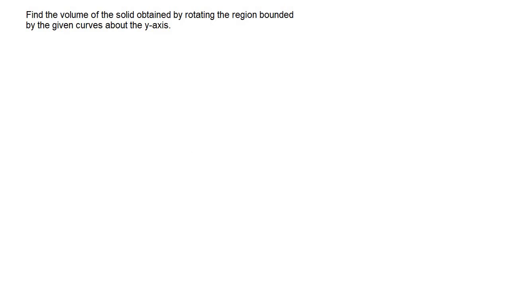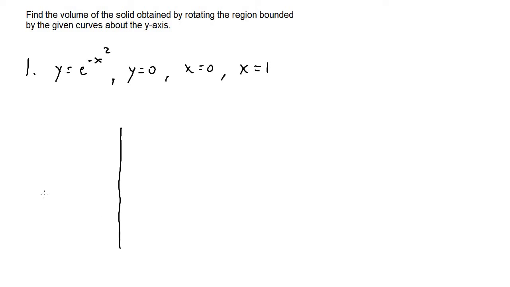So for this first problem, we need to find the volume of the solid obtained by rotating the region bounded by the given curves about the y-axis. So for number 1, we have y equals e to the negative x squared, y equals 0, x equals 0, and x equals 1. So let's start by graphing these curves.